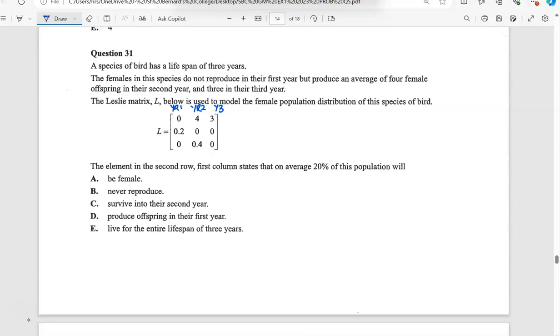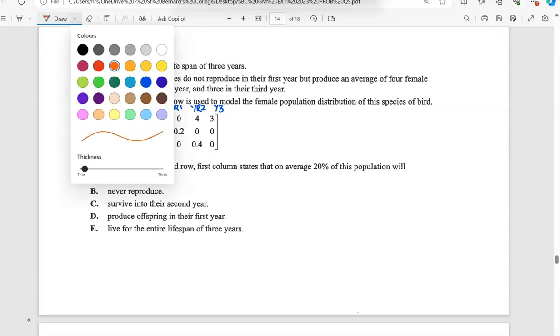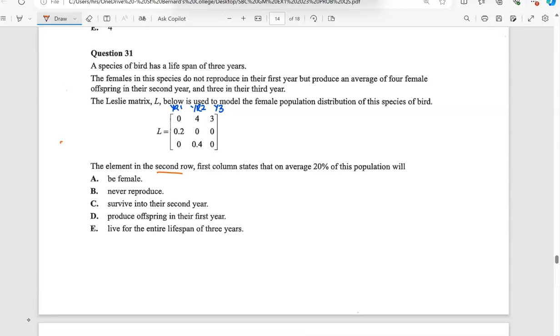That's why they're chucking that word in there. It doesn't really mean a lot for you in the working out. It's just how they work out this data. So the element in the second row and the first column, on average 20% of the population. Now, if you remember, these things were the survival rate. So it's saying that 20% of the population will survive to their second year.